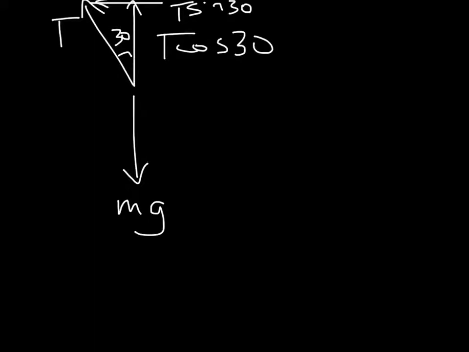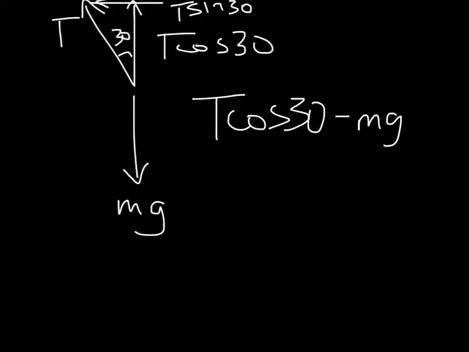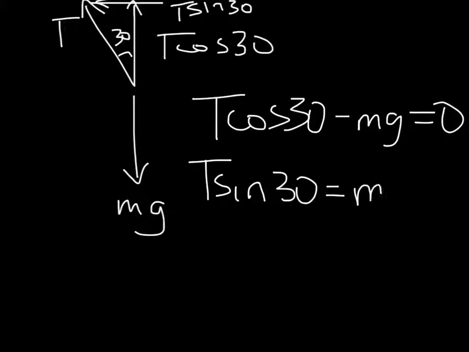So if we go ahead and write the equations for this, you have, up and down, T cosine 30 minus mg equals 0, because it's a horizontal circular motion. So it's not accelerating upwards or downwards. And then the force inwards, this way, is T sine of 30. And that's it. But that's not 0. That's equal to m a centripetal, which we know is v squared over r.